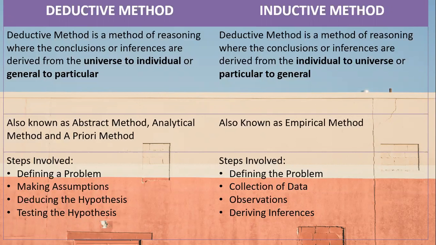Now, moving on to the steps involved in the deductive method: initially we define a problem, we make certain assumptions, and after making assumptions we reach certain hypotheses. These are the hypotheses that need to be tested. Then statistical methods are adopted for testing those hypotheses. On the other hand, in the inductive method, the problems are defined and the data is collected because we are understanding the individual behavior from different scenarios. Observations are made from the collected data, then inferences are drawn.